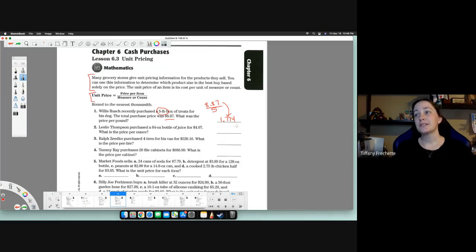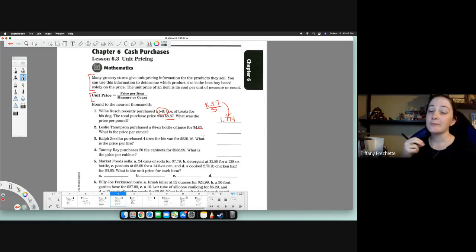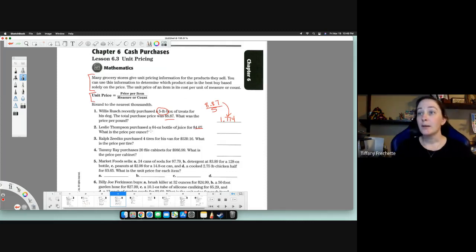So this just gives us a very easy idea. And sometimes we don't round it because it might be that close. One might be 1.774 and the other one's 1.775. Technically, very, very little difference, but one is better than the other. All right, so each one of these is the same idea. You're just going to go price of the item you're buying divided by its measure or its count. So it might be pounds, it might be ounces.